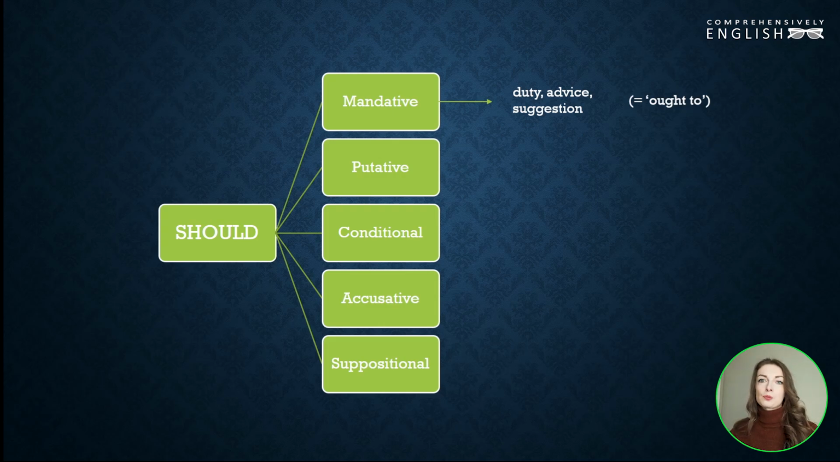The next type of should is putative should. It expresses emotions, surprise, wonder, sorrow, etc. This should is used in sentences that contain the speaker's attitude to something. For example, you say, it is surprising that somebody should do something, or it is curious that something should be this or that way. Here we also talk about the subjunctive sentences, as subjunctive is used to express the speaker's attitude towards something, yeah? And this is what it does in some other languages.